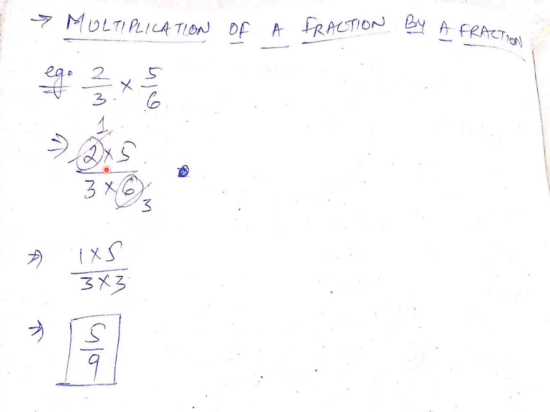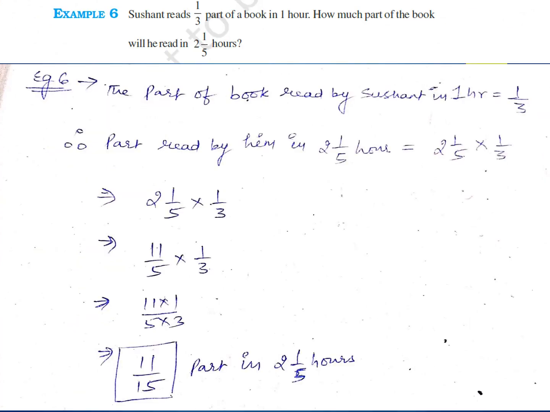Okay. Now I have discussed example number 6 also with you. Example is Sushant reads 1 by 3 part of a book in 1 hour. How many pages are there? No need to know. What he is giving you is that he is reading how many part of book? 1 by 3 part. So you can say in 1 hour he read 1 by 3 part. Now question is asking how much part of the book will he read in 2 1 by 5 hours.